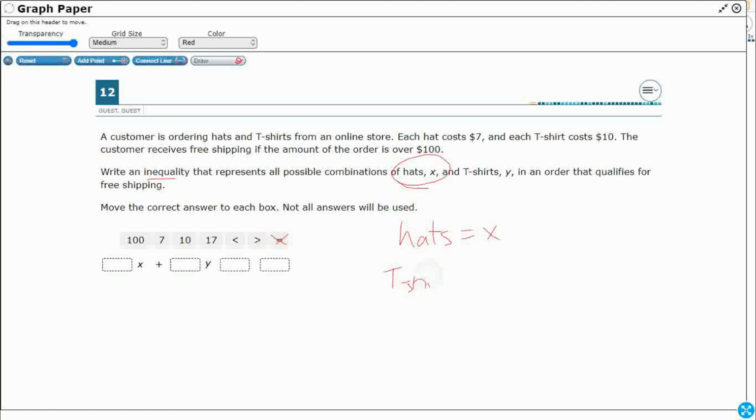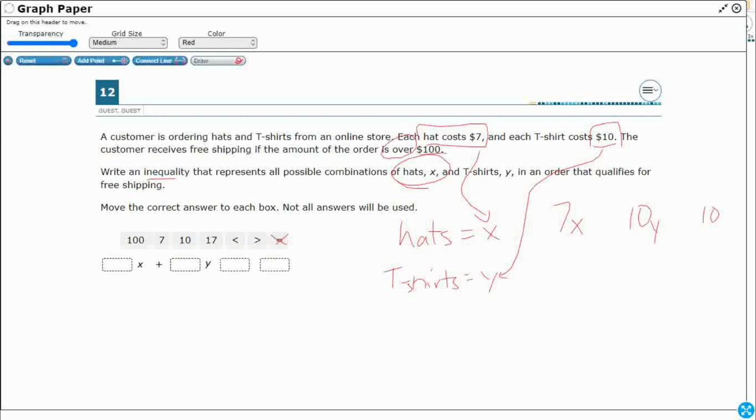T-shirts equals y. Okay? And look at that. The hats cost $7 each. All right? So what we're going to say is 7, since that's our hats. All we have to do is match that up with the correct variable. So 7x. And then we want some t-shirts. Those are $10 each. Match them up with the correct variable. That's y.